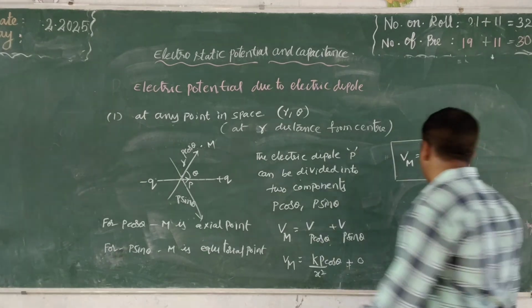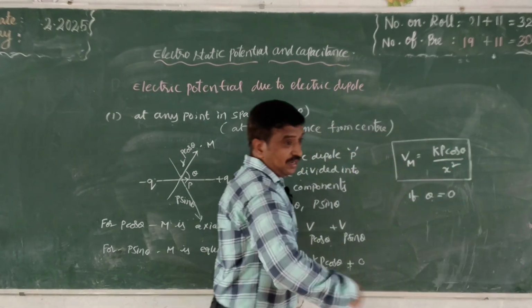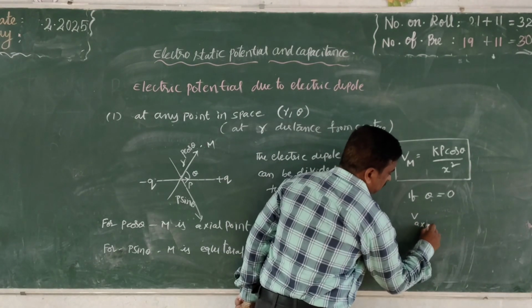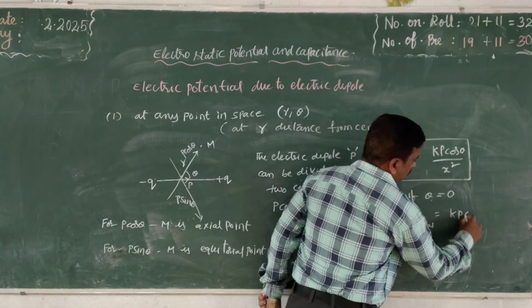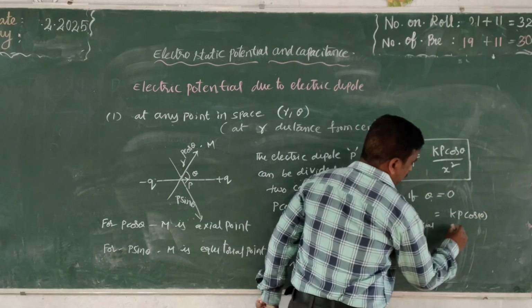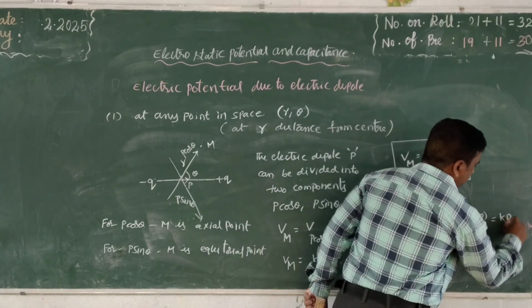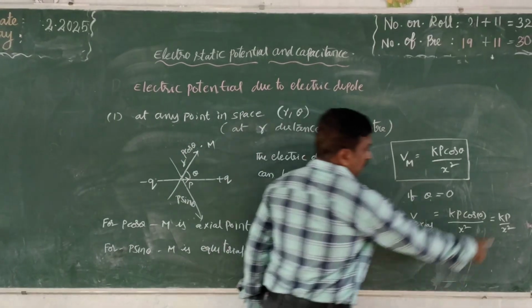For example, if theta is 0, meaning the axial line, what is the potential here? On the axial line, we substitute theta equal to 0 to get K P cos 0. What is cos 0? It is 1. So the potential along the axial line is K P by r square.